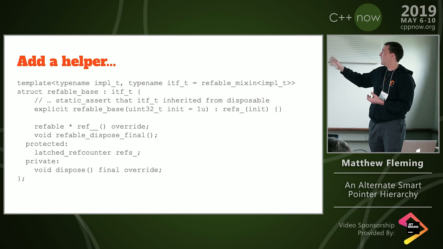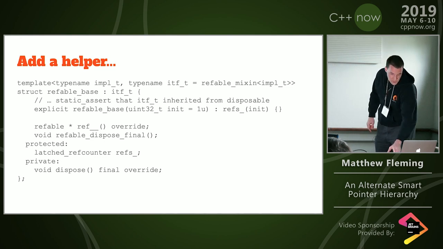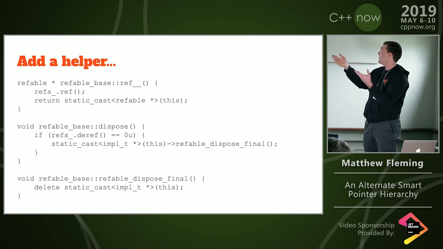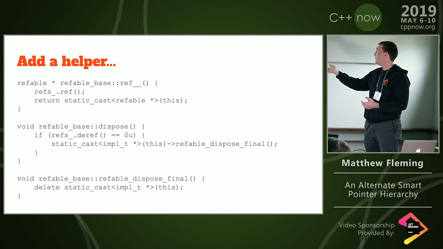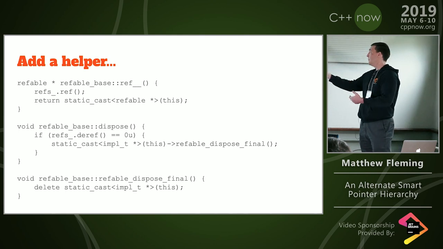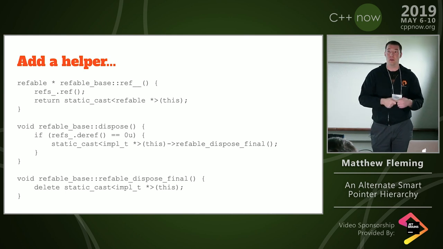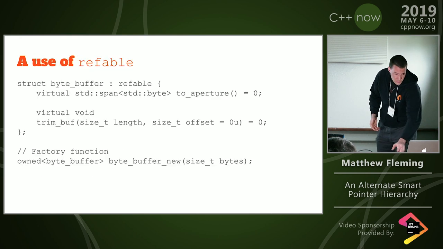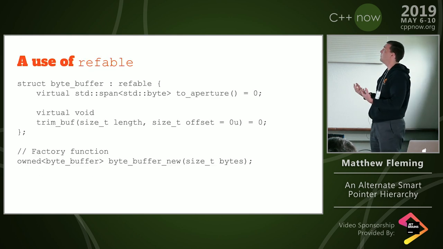I know how to create new things using this latched reference counter. So using the latched reference counter, I increment and I return myself. On dispose, I say, did I decrement to zero? If so, great, I'm done. I'm going to call the CRTP function that says I'm done with it. The default behavior is to delete it, but I can override it, again, to put it back in a recycling pool or something else. So now I have a smart pointer type that knows how to be multiply owned.